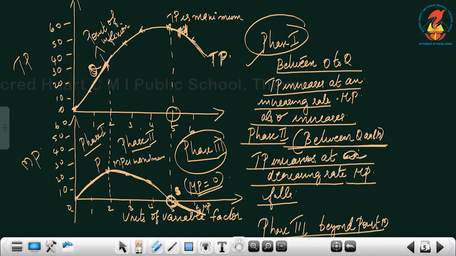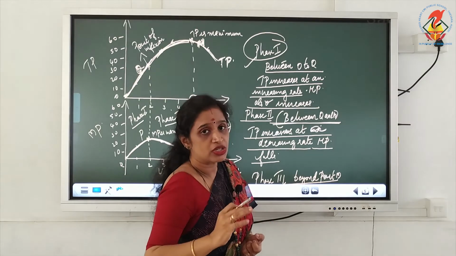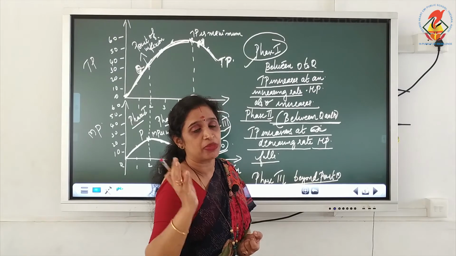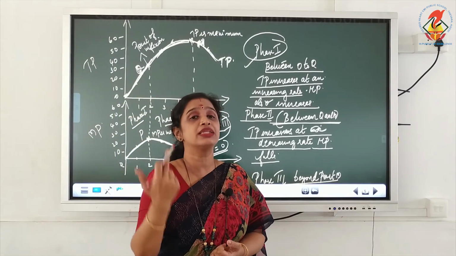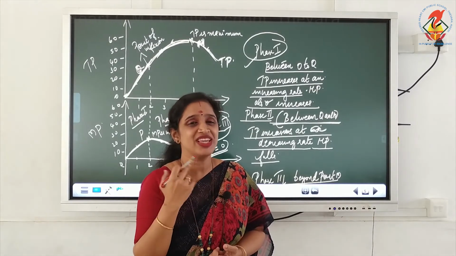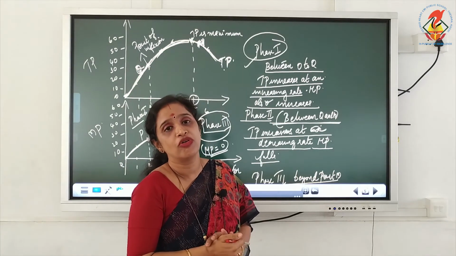Now you can see this figure once again. From 0 to Q, TP increases at an increasing rate. From 0 to P, MP also increases. Between Q and M, TP increases but at a decreasing rate, whereas MP falls. Why is this happening? Initially at the second unit of labor, TP is increasing at an increasing rate. From 2 to 5, when we are increasing the number of labor, what happens in the second stage? TP increases but at a decreasing rate. At that time, MP is falling. Then TP reaches the maximum at the fifth unit of labor, where MP is 0, which is marked as S. In the third phase, TP is falling and MP becomes negative. So these are the three phases of the law of variable proportion.